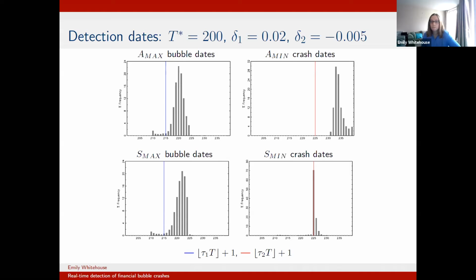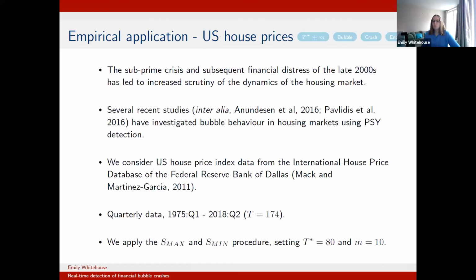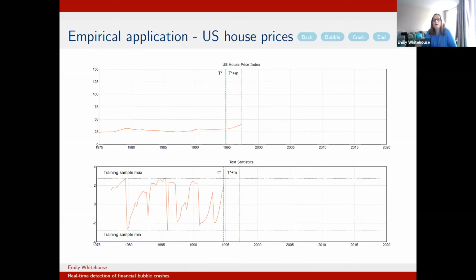crash of any bubble. And then with my last few minutes, I just want to talk through an empirical application of this to some house price data. We're looking at US house price data. It's quarterly data running from 1975 to 2018.